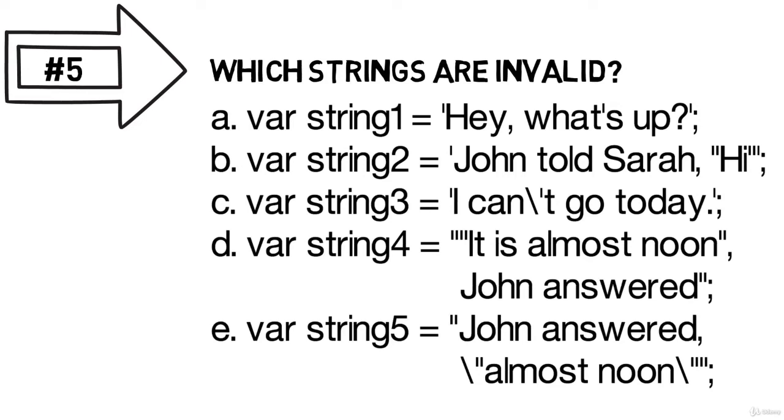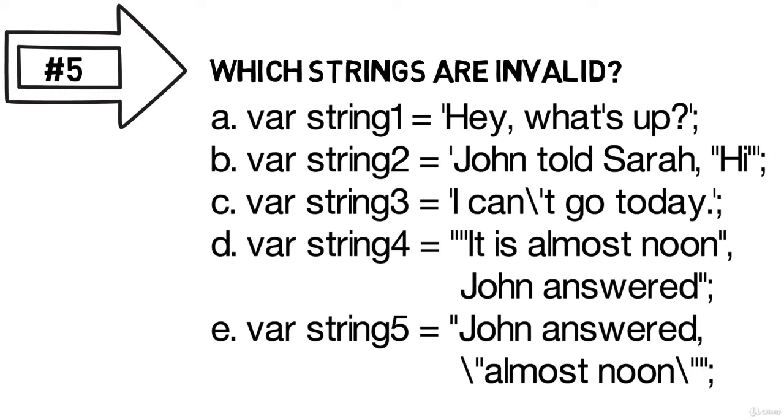The valid strings are B, C, and E. Invalid strings are A and D. A is invalid because the string contained within two single quotes has another single quote in it. B is valid because within the string designated by two single quotes, we have used double quotes on the inside, so the JavaScript interpreter knows that we are giving our text quotes to be read, not for declaring a string.